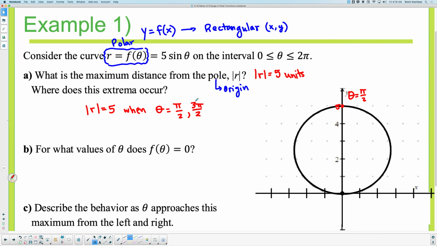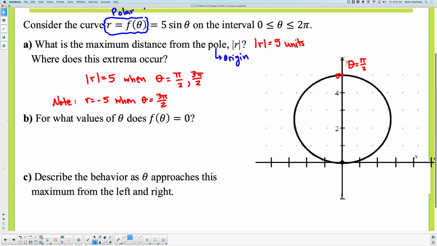Now, truth be told, at 3 pi over 2, it was a -5 because that would be going 5 units away from 3 pi over 2. But since it's the absolute value, what does the absolute value do to a negative? That's right. So if you want to list that as a note, r equals -5 when theta equals 3 pi over 2. But because they're going to say the absolute value of r, you ignore the negative. We'll say that a maximum occurs at 3 pi over 2 as well, even though it's technically a minimum.